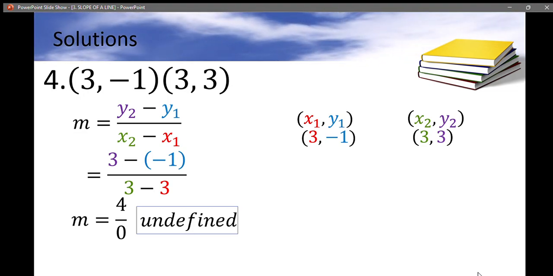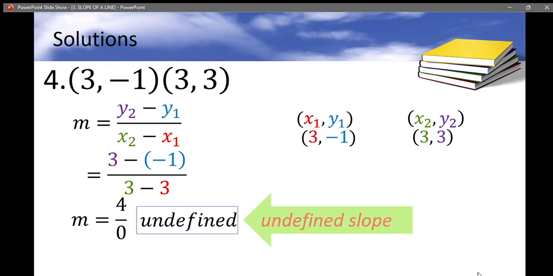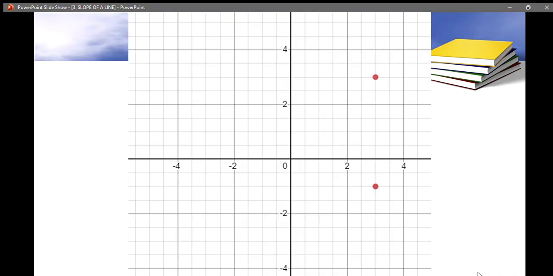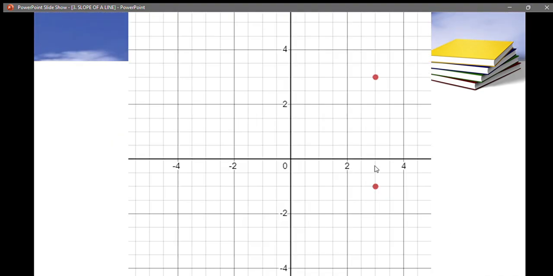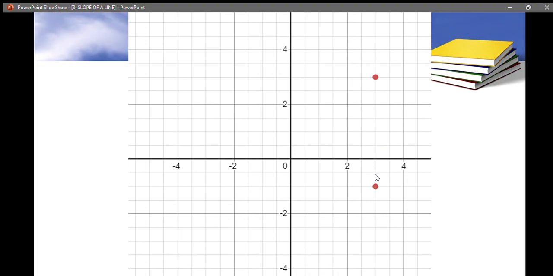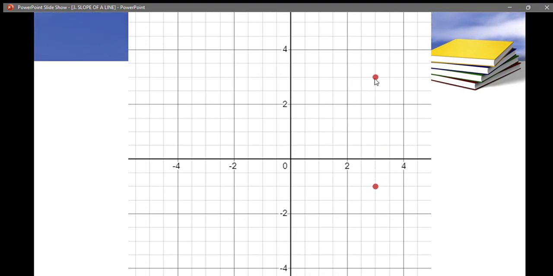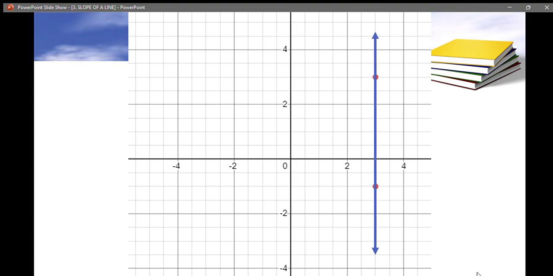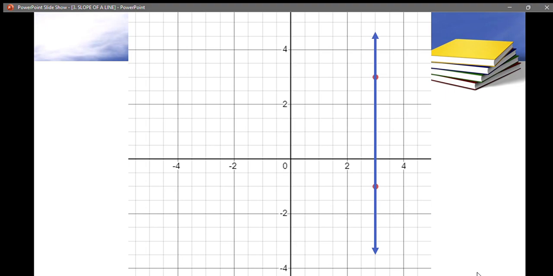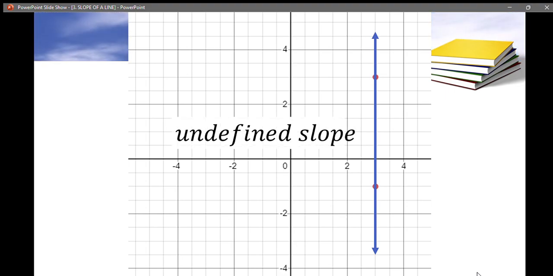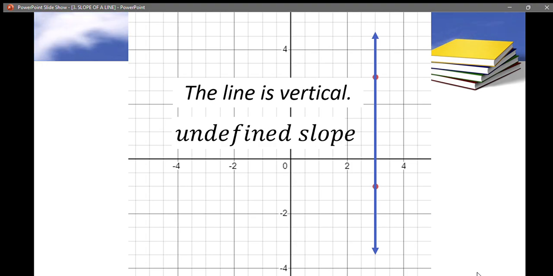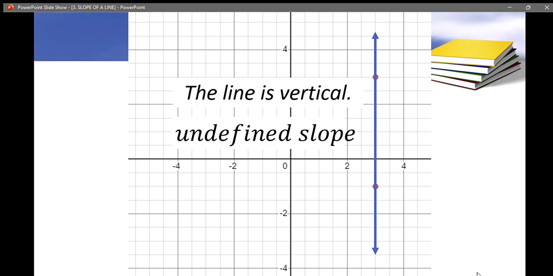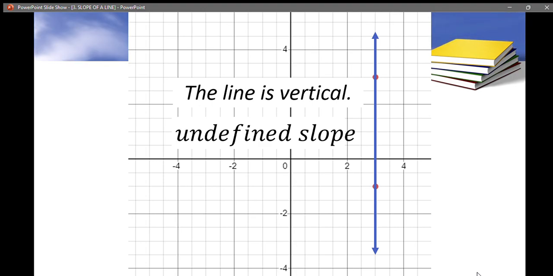So what will be our graph if it is undefined? Let us graph. We have (3, -2) and (3, 3). If we connect them, you will create a vertical line. So if we have an undefined slope, the line is vertical.